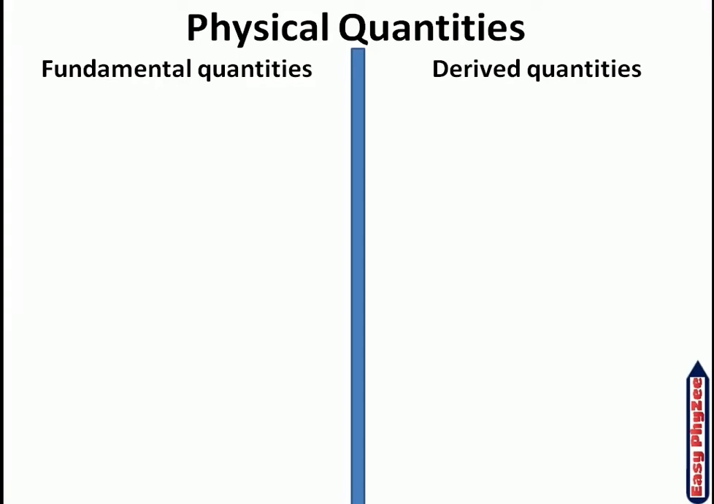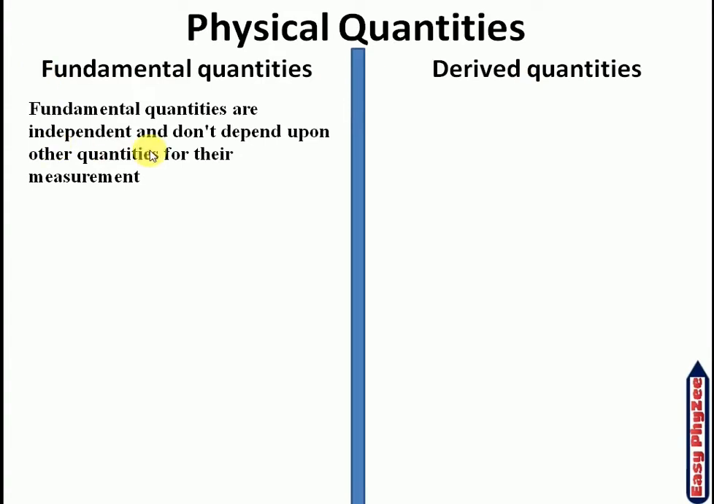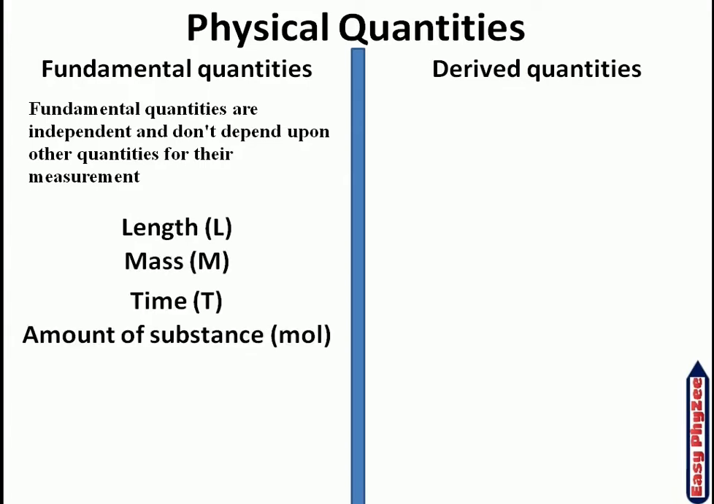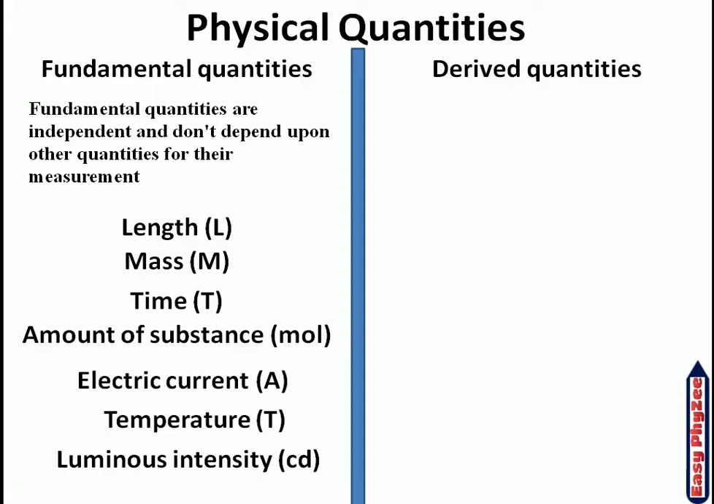So now let's talk about the different types of physical quantities. There are two types of physical quantity. One is fundamental quantities and another is derived. Fundamental quantities are quantities which do not depend on other quantities, like length, mass, time, amount of substance, electric current, temperature, and luminous intensity. It is the measurement of intensity of light.